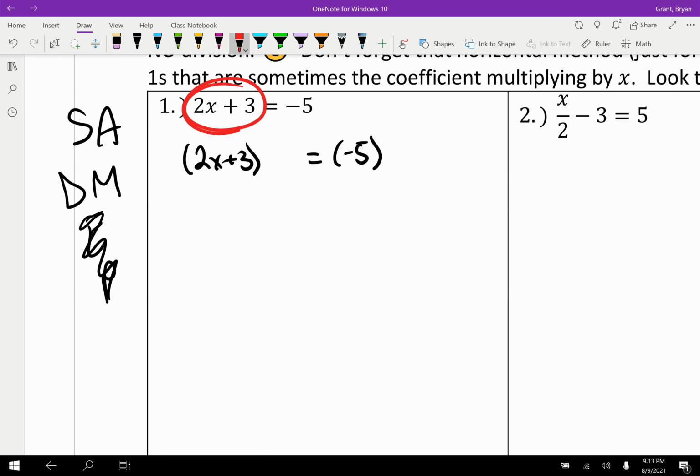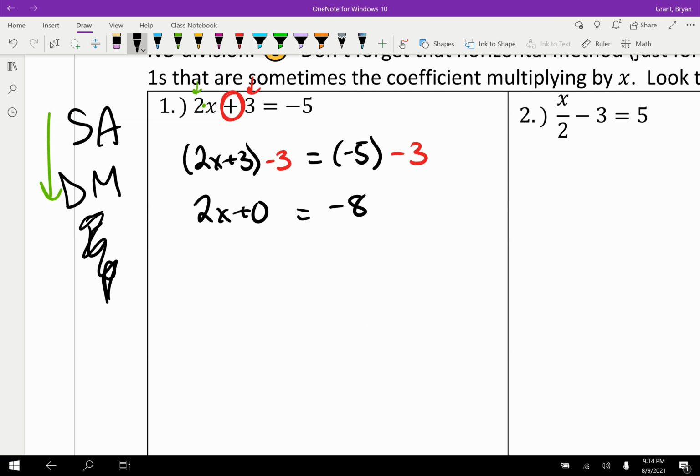So if we look at the side with x, there are 2 numbers on that side. There's a 3 and a 2. The 3 is attached to x with addition. The 2 is attached to x with multiplication. Do we undo addition or multiplication first? Well, we undo addition first because we work from top to bottom. So I'm going to undo the adding 3 first. Opposite of adding 3, subtracting 3. This becomes 2x plus 0 equals negative 8. We know we don't need the 0.